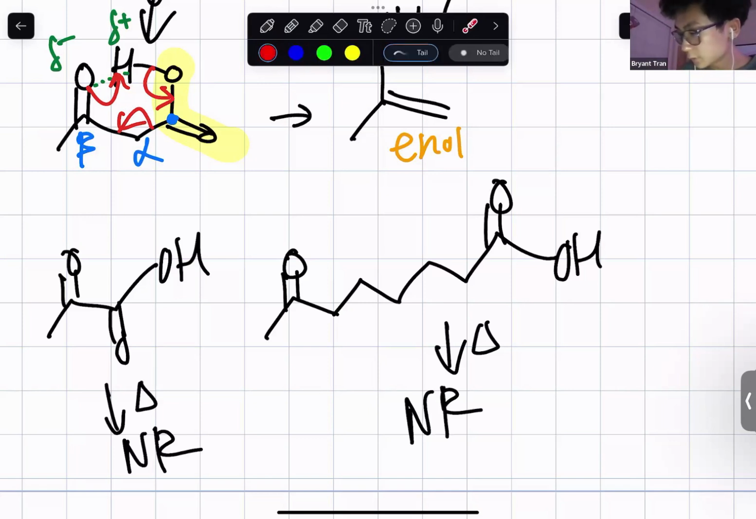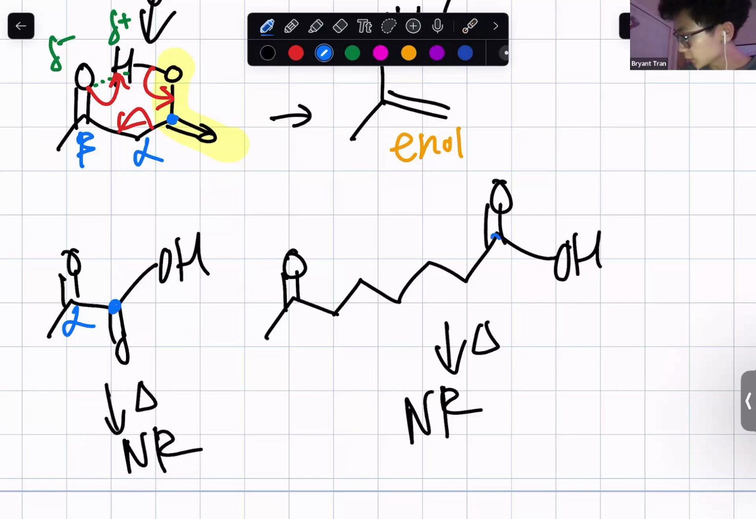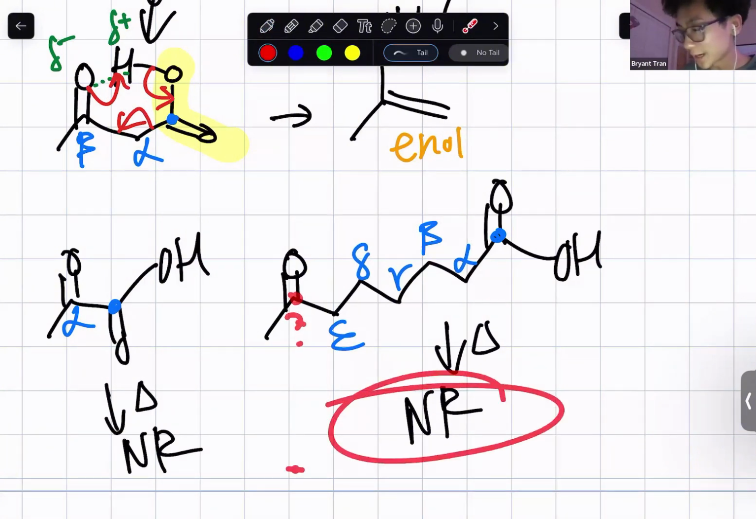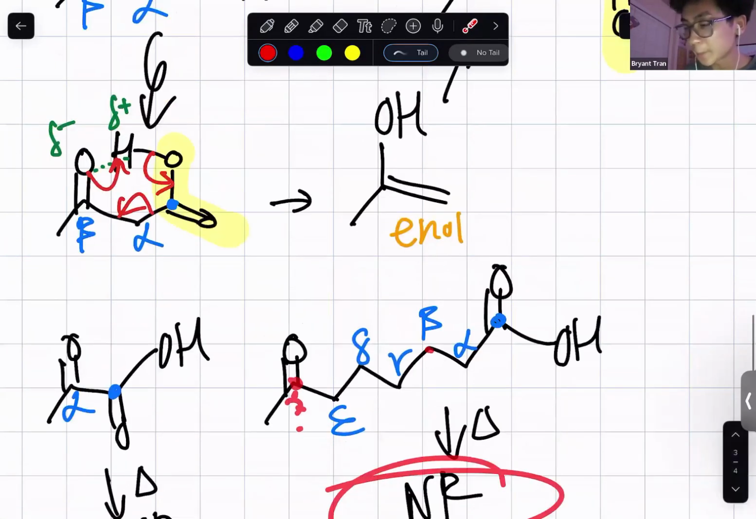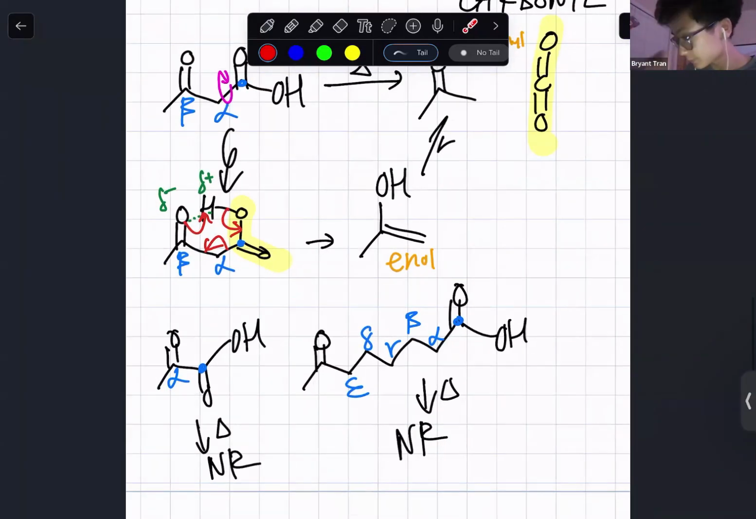If you have a carbonyl that is alpha to the carboxylic acid, that's too close. That's not beta, so no reaction. If the carbonyl is alpha, beta, gamma, delta, epsilon, something after epsilon, that is also going to be no reaction because that's not beta. That's too far away. It has to be exactly beta to the carboxylic acid, right? The carbonyl has to be beta to the carboxylic acid for this decarboxylation reaction to work.